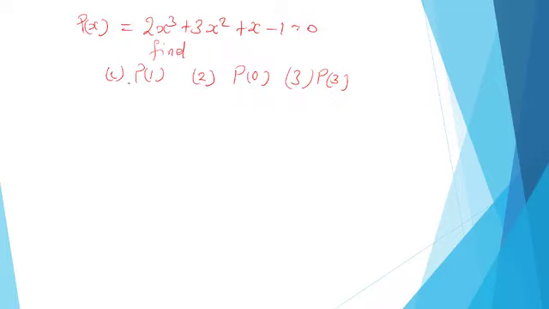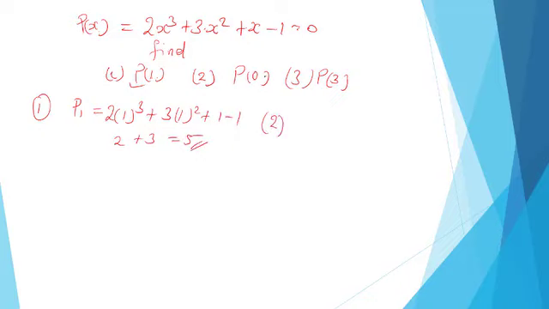Now what you need to do in this case, let's deal with the first one. P(1) means, we have P(x) to be this, so P(1) simply means replacing x with 1 in this equation. So the value of our P(1), remember this number 1, becomes 2 times 1 raised to the power of 3 plus 3 times 1 squared plus 1 minus 1. So with this, you now have 2 plus 3, which is equal to 5. So our P(1) is 5. Now let's do number 2, P(0).